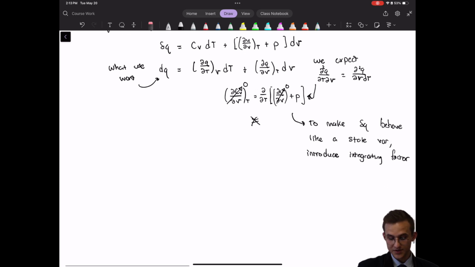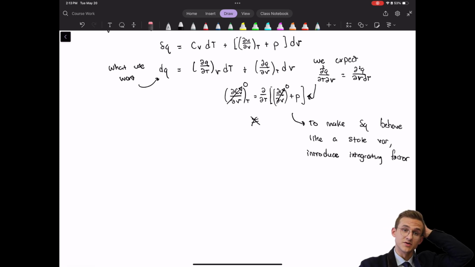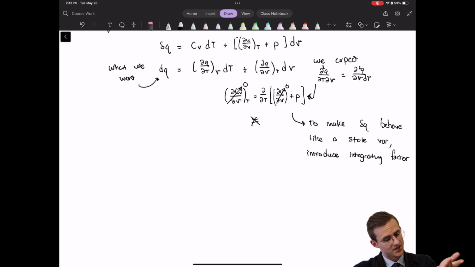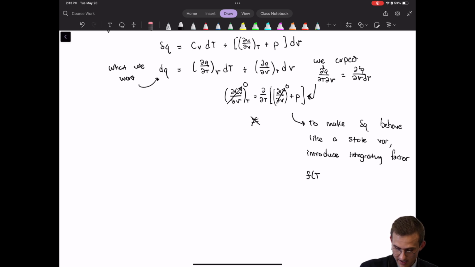Now, the integrating factor in principle could be a function of both temperature and volume, but this is where Clausius looked back at Carnot's work and said, look, his fundamental efficiency depends only on the temperature. So therefore, I'm going to say that my integrating factor F of T is a function of just the temperature due to Carnot. Okay, just temp due to Carnot.